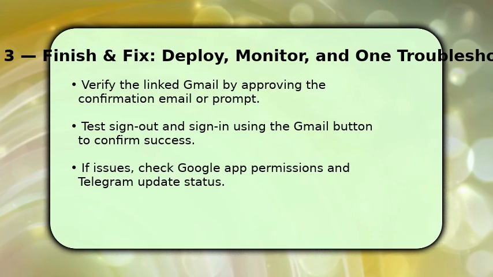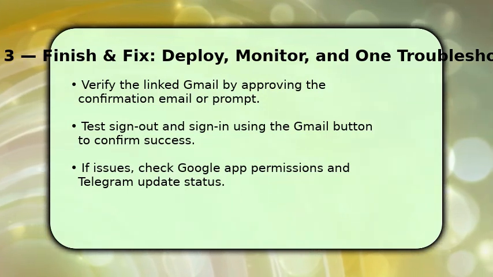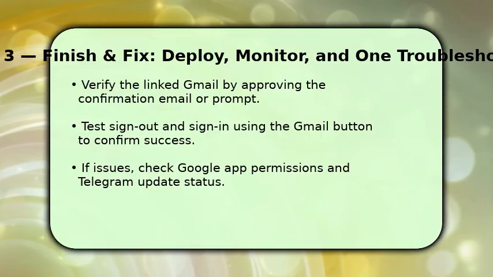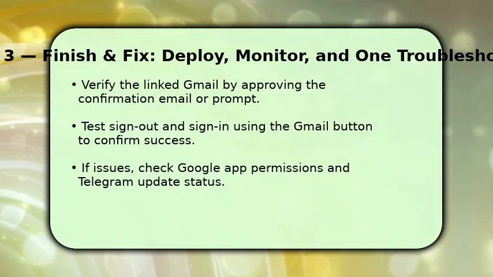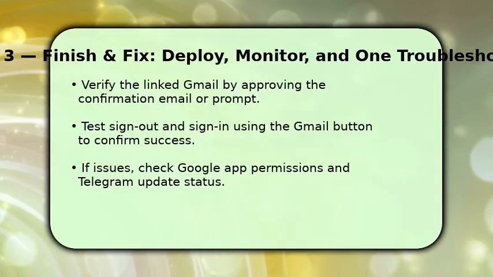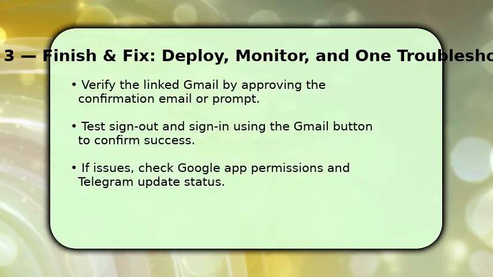Finish by confirming the link. Open the Gmail confirmation or approve the Google sign-in prompt. Telegram will then accept Gmail as an authentication method. You should sign out and test the login with Google flow once so you know it works.